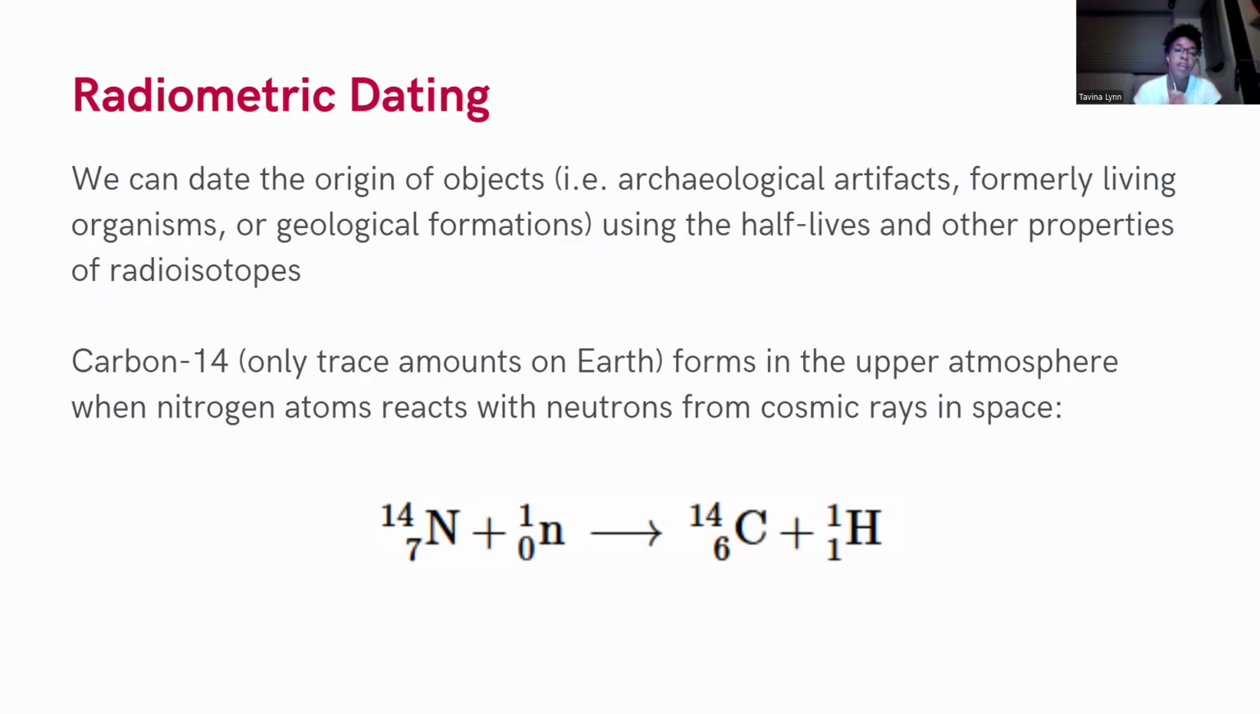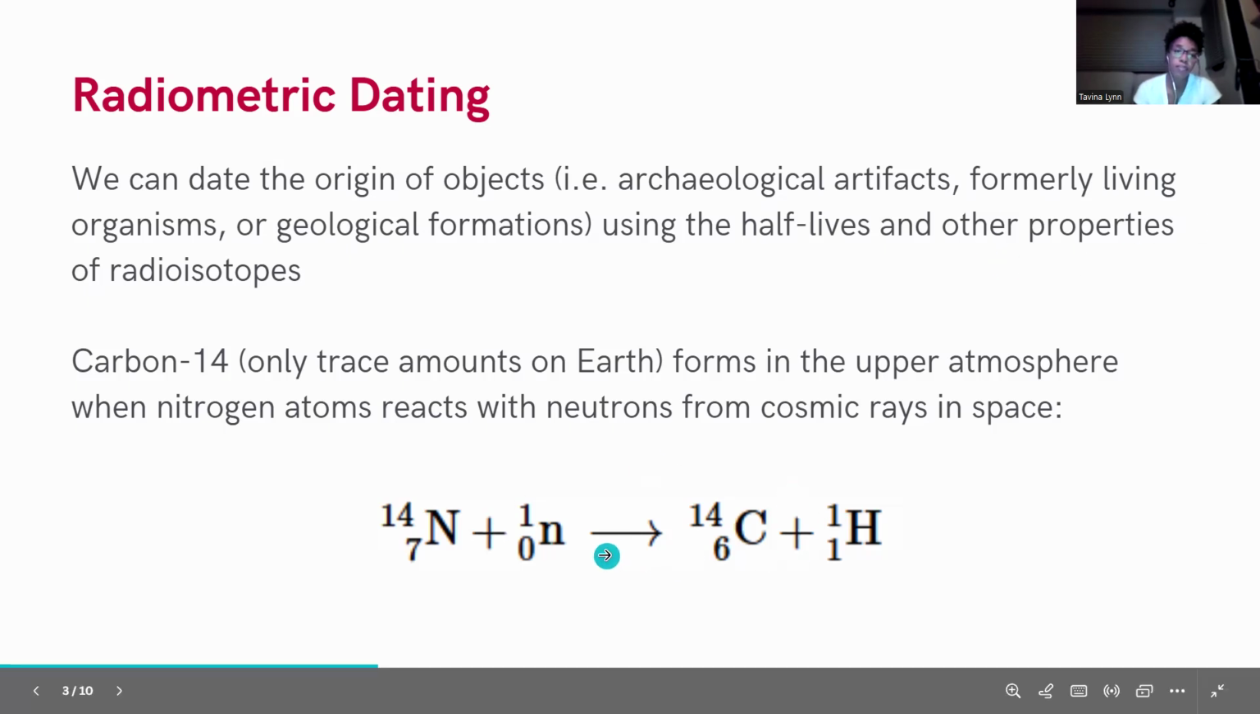And there's something called carbon 14 dating where they specifically are able to date the origin of objects using carbon 14. And it's interesting because carbon 14, there's only trace amounts on Earth, right? I think carbon 12 is the most abundant isotope or type of carbon that exists. So this is how carbon 14 is formed. You have nitrogen that reacts with neutrons from cosmic rays in space. And this generates carbon 14 by releasing this proton as well.